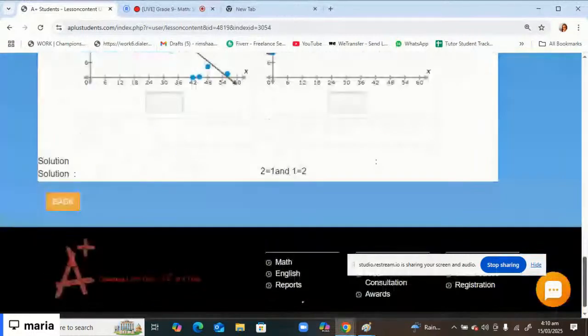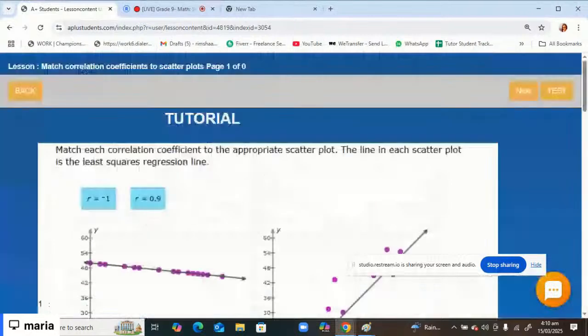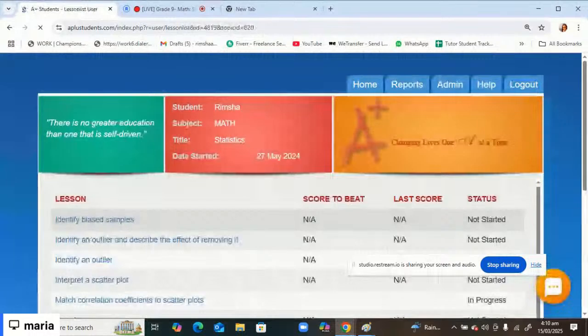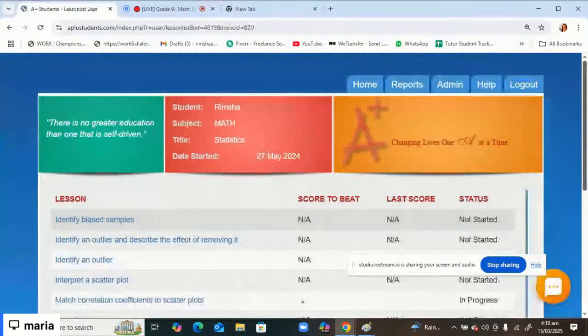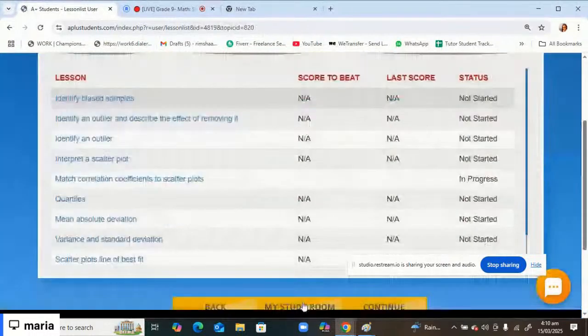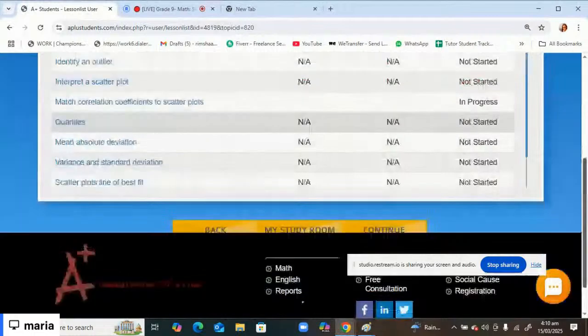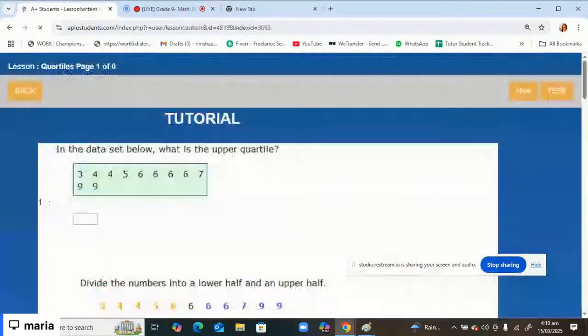So in the second one, we will also do the same thing. Here we're just going to match it and then check it out. Okay. Now the next is quartiles. Let's start this one. First of all, we discuss what are basically the quartiles.